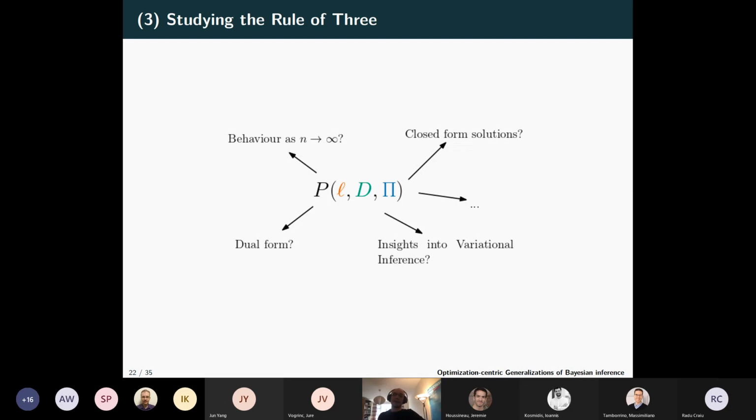A collaborator of mine in Japan has recently found closed form solutions for these optimization problems in a very non-standard setting, when your regularizer is an arbitrary F divergence rather than the Kullback-Leibler divergence. So you get really weird and cool posteriors that are quite different from what you will have seen before. And also questions like, can we compute the dual form? Can we work with that?